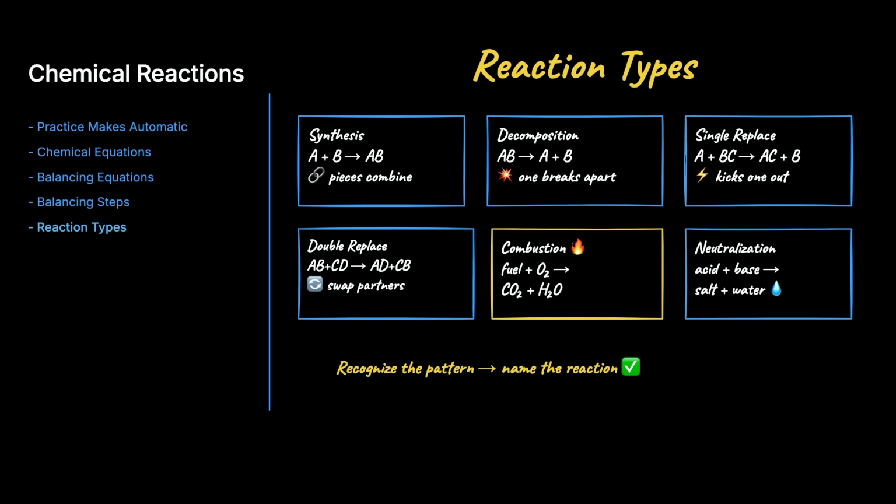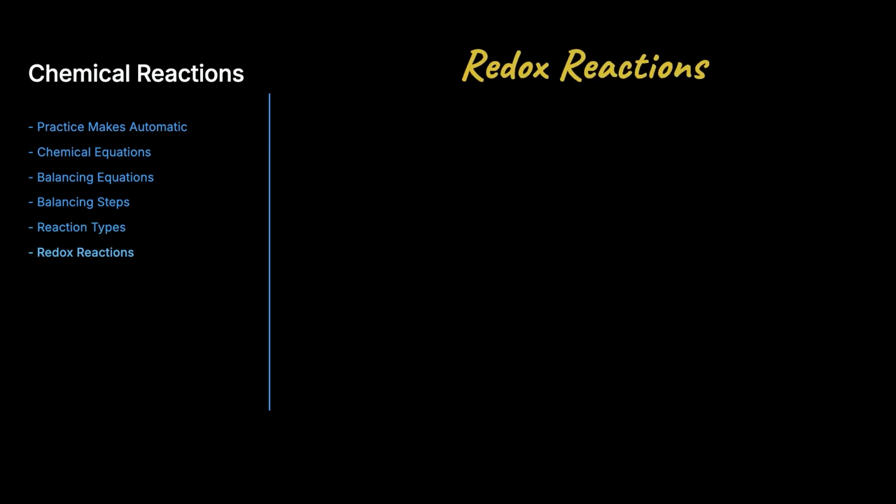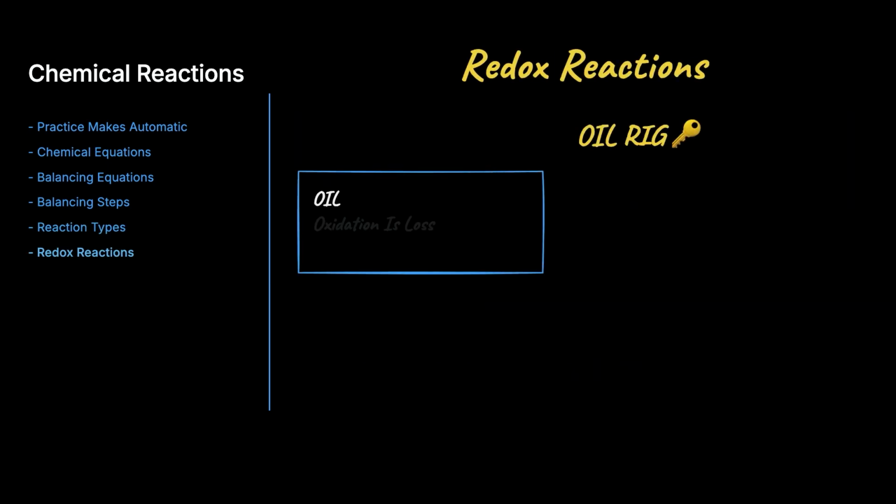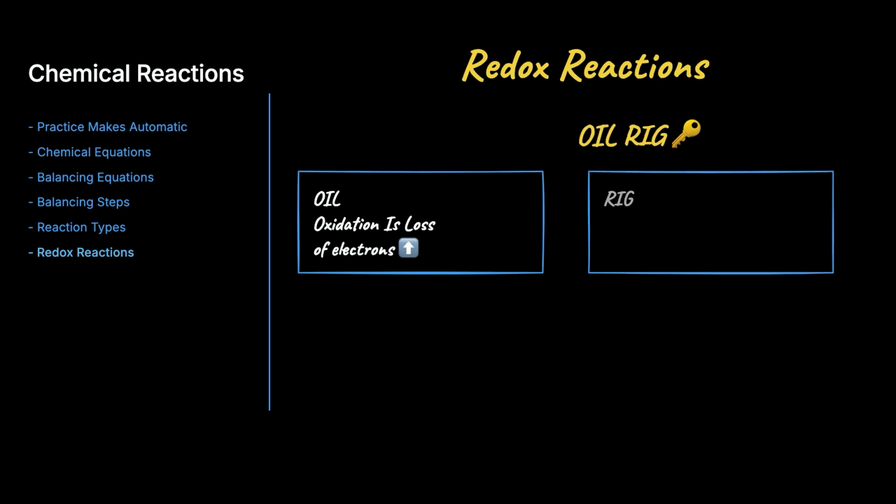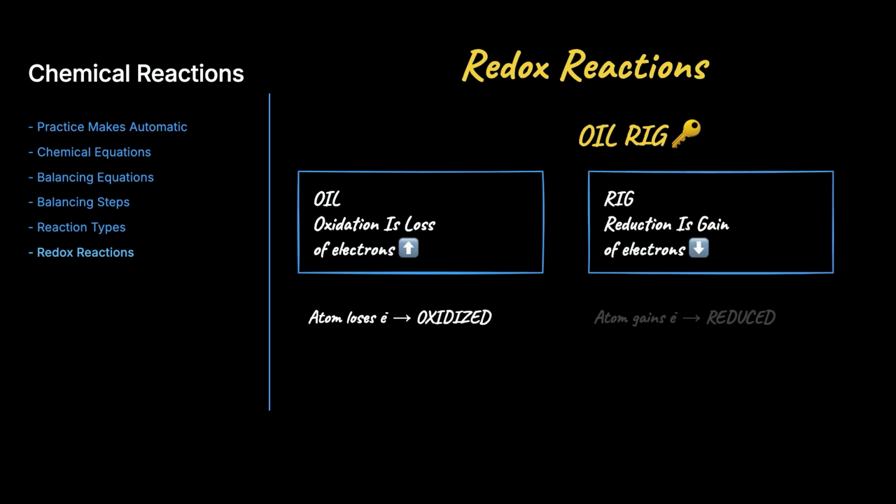In single replacement, a lone element kicks out another from its compound. In double replacement, two compounds swap partners. Combustion burns a fuel and oxygen, and neutralization joins an acid and base into water. Many reactions also involve a transfer of electrons, which we call reduction and oxidation, or redox.